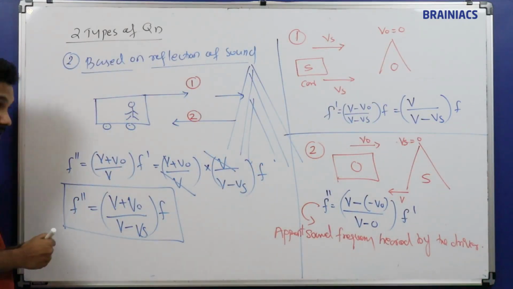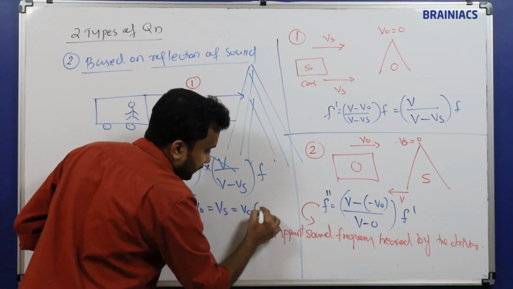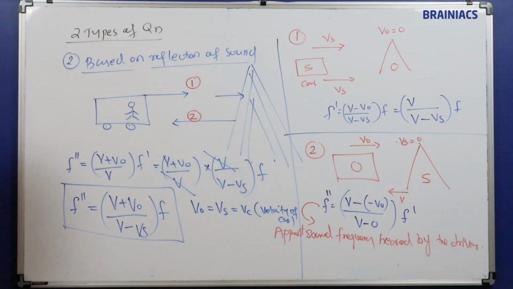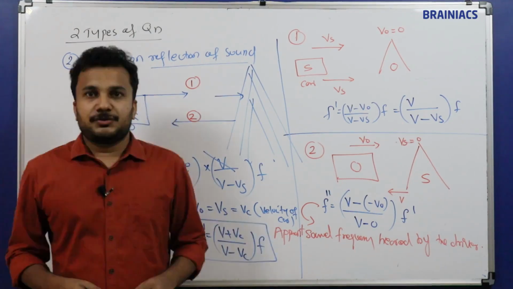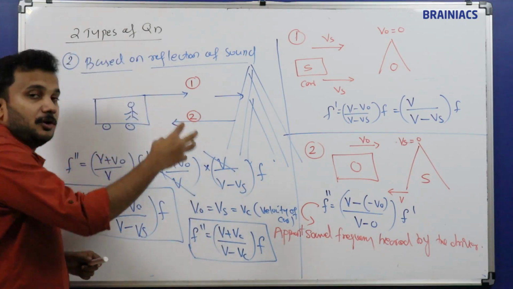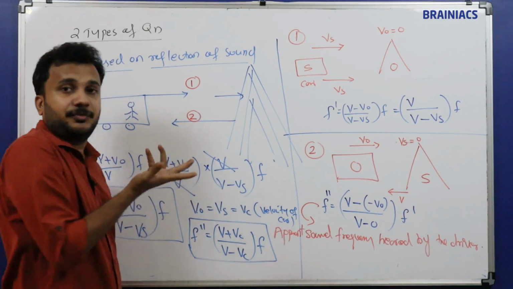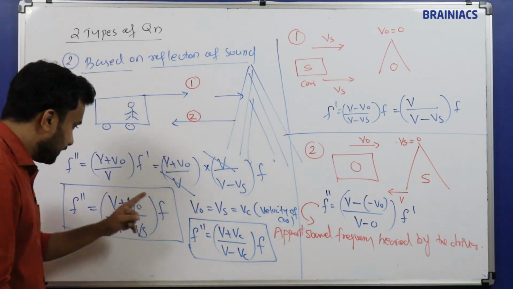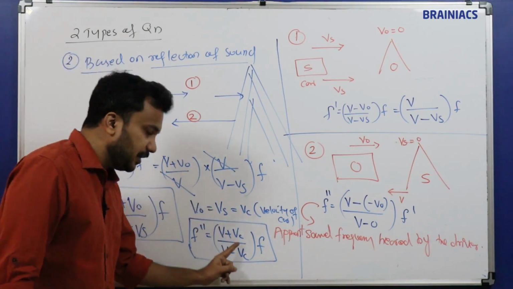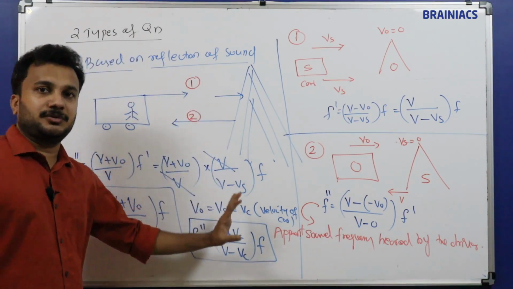This is for a car. So I can say V0 will be equal to Vs, which is equal to the velocity of the car. We know the source and the observer: the source is a car, and the observer is a driver inside the car. All are moving with the same speed, so V0 equals Vs equals V car. Substituting for the observer and the source, what do I get? (V plus V car) divided by (V minus V car) into F. So this is the final formula.